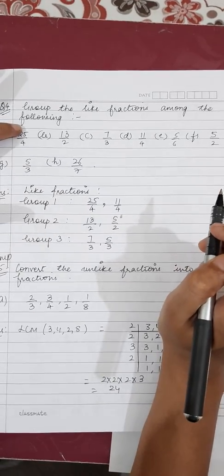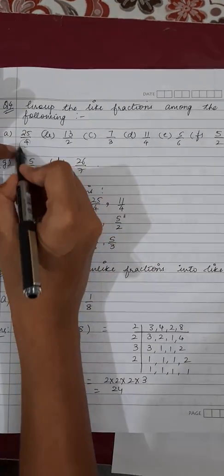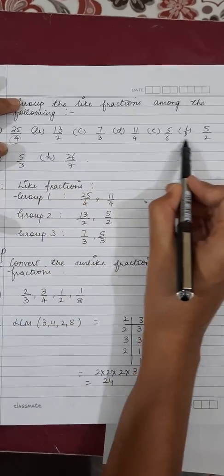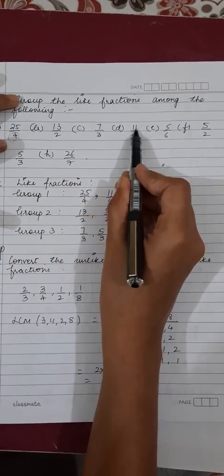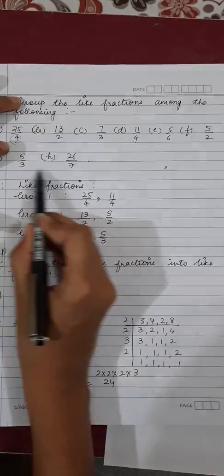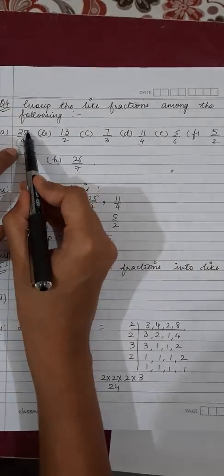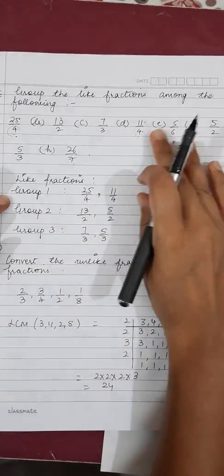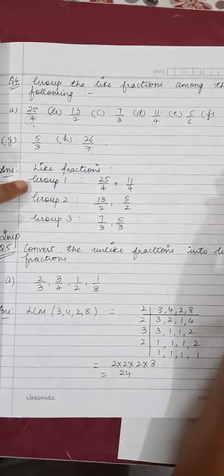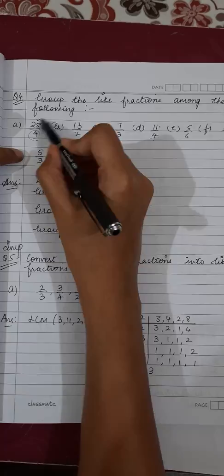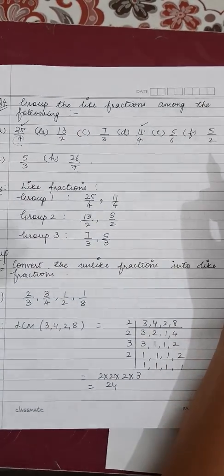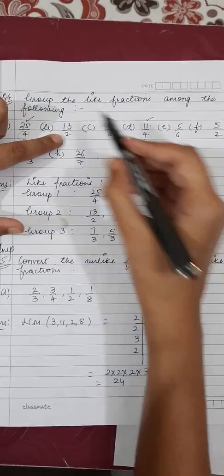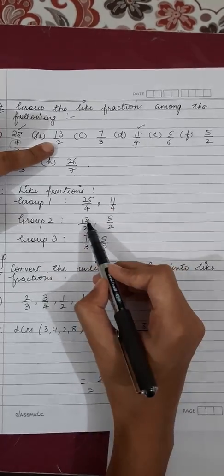Now for example 25 upon 4. 4 is there, so I am going to search for the fraction which has denominator 4 here. 11 upon 4, and the rest are not there. So that means 25 upon 4, 11 upon 4 is the first group. Next, we have done 25 and 11. Now next is denominator 2. Let us search 13 upon 2. I have written 13 upon 2.